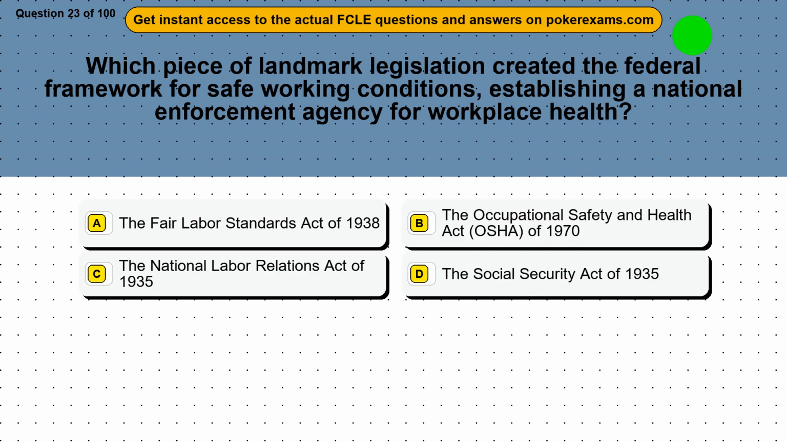Question 23. Which piece of landmark legislation created the federal framework for safe working conditions, establishing a national enforcement agency for workplace health? Option A, the Fair Labor Standards Act of 1938. Option B, the Occupational Safety and Health Act, OSHA, of 1970. Option C, the National Labor Relations Act of 1935. Option D, the Social Security Act of 1935.